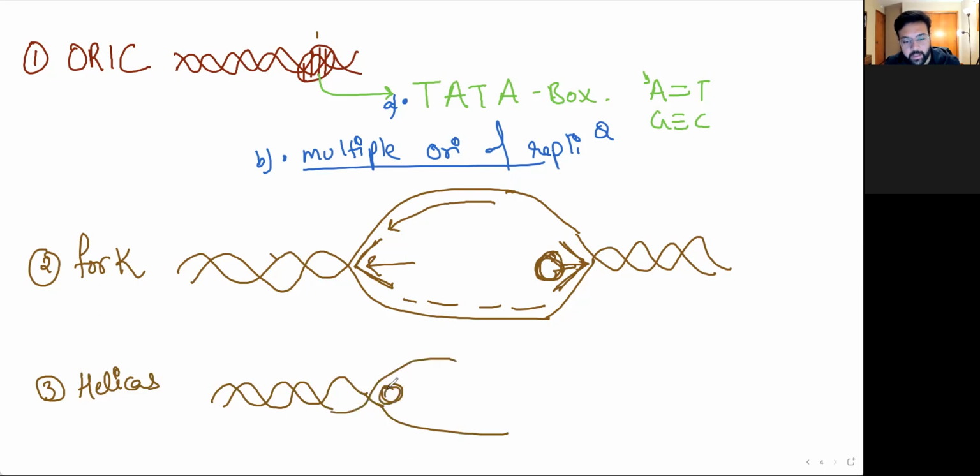So one enzyme is here, which is called helicase. What's the function of helicase? It will open up both strands of the DNA, and it will go and unwind the DNA. One thing you want to remember: if your duplicated strand is moving in the direction of helicase, that's called leading strand. If your duplicated strand is moving away from the helicase or your replication fork, that's called lagging strand. Okay, that's your leading strand and lagging strand.